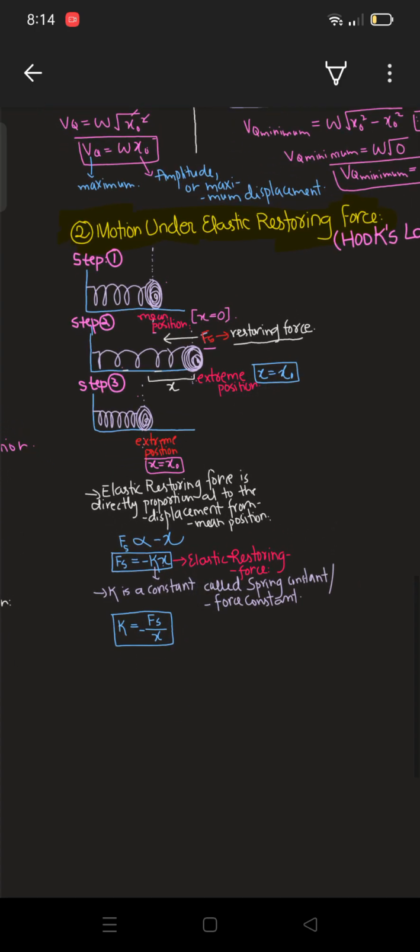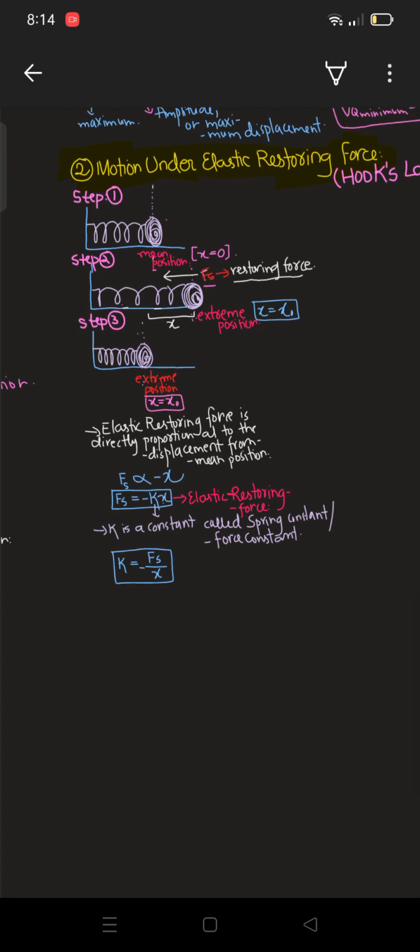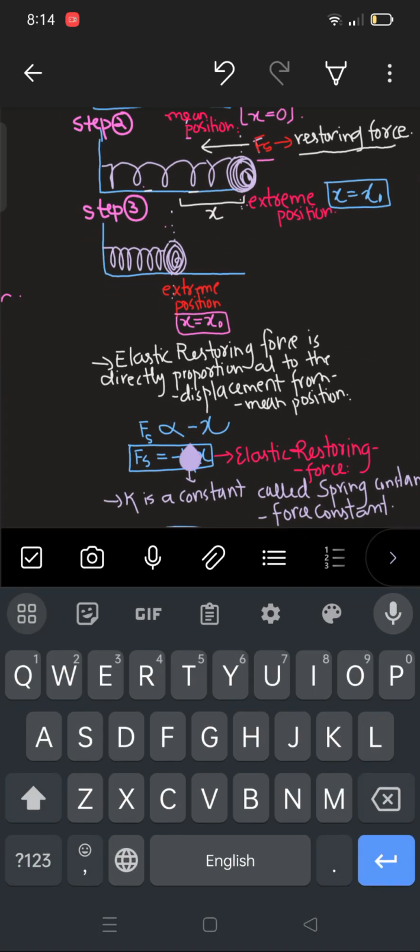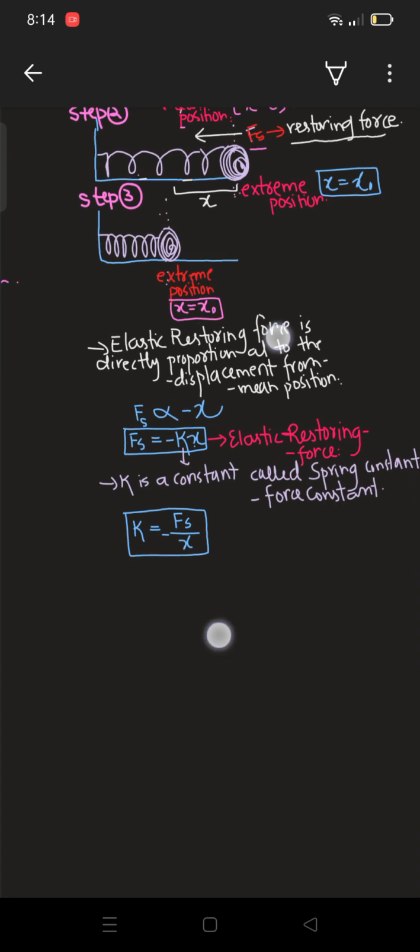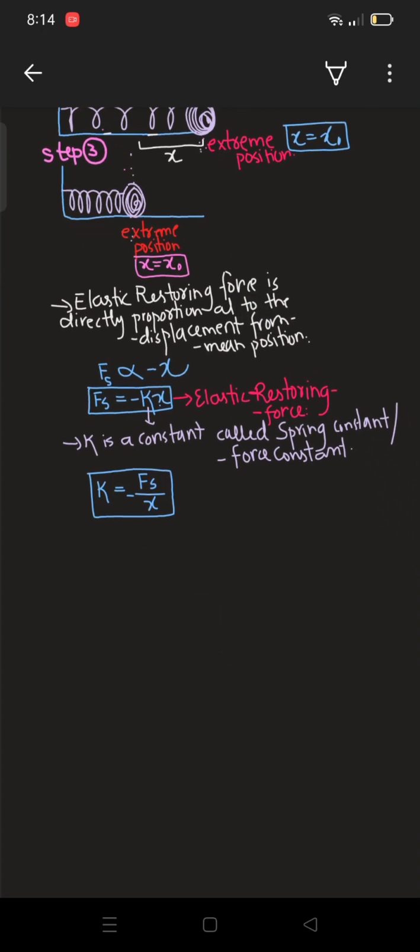Then I said elastic restoring force would be directly proportional to the negative of its displacement. Since displacement is always taken away from the mean position, and restoring force is making body go towards the mean position, that's why the Fs is directly proportional to the minus x. When we remove proportionality sign, we got is equal to and constant k, where k is a constant called spring constant, or you can say force constant. And if you want to find k, k is equal to negative of elastic restoring force upon displacement.